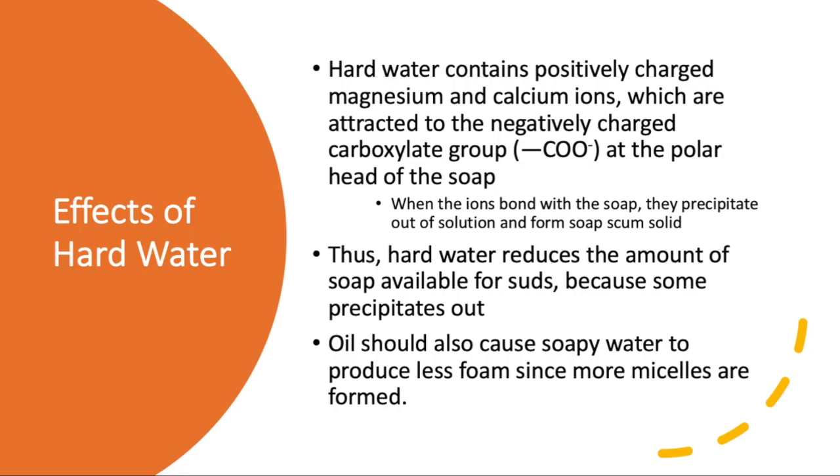One of the other things that you'll be testing is the effect of hard water. And hard water contains positively charged magnesium and calcium ions, and they are attracted to the negatively charged carboxylate group at the polar head of the soap. And when they bind together, it precipitates out of solution and it forms what we call soap scum, which is a solid. And because of this, hard water reduces the amount of soap that's available for suds and for making micelles because some of the soap actually precipitates out. It doesn't get to do its job. Oil also causes less foam because more micelles are formed versus bubbles.